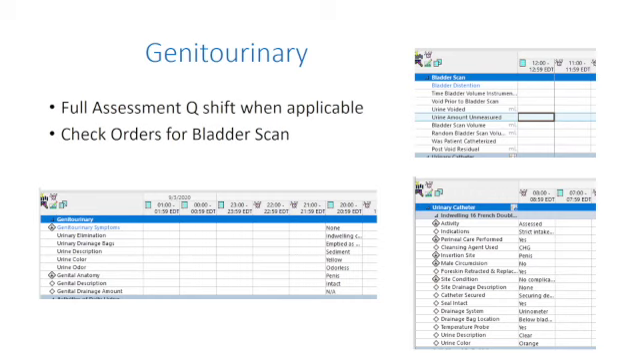If your patient does not have a Foley and your patient's anuric, you want to check to see if your patient has orders for a bladder scan. This could be Q shift, Q24, Q72. You'll go ahead and bladder scan your patient, and you will document appropriately in the bladder scan area as you see here above.